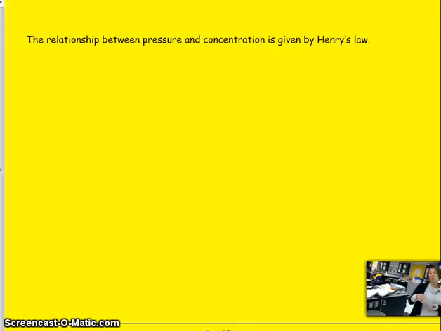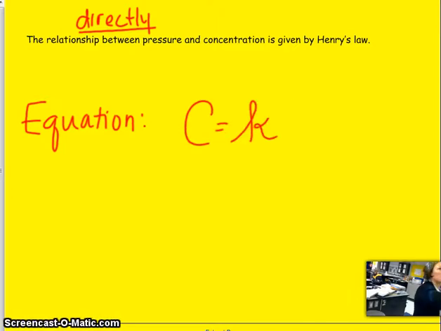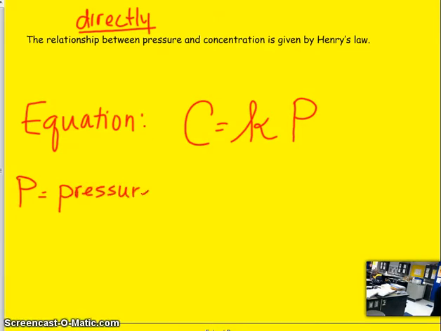So this relationship between how much gas is dissolved and the pressure on the surface of the liquid is known as Henry's Law. What it says in words is the concentration of a gas in solution varies directly with the pressure exerted on a gas. The equation for Henry's Law, according to your textbook, is given as C equals Kp. We'll define these variables. P is the pressure on the gas or of the solution.